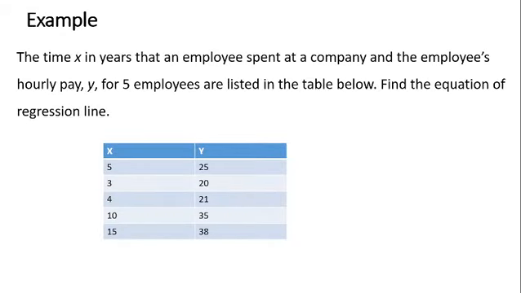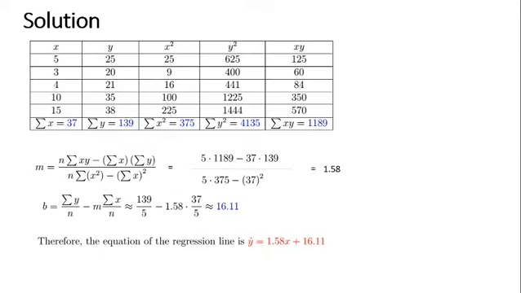Now we take an example. Here the x and y values are given. X is the years that an employee spent at a company and the employee's hourly pay is y. The data for 5 employees is given and we have to find the regression equation. The solution is given in this slide.